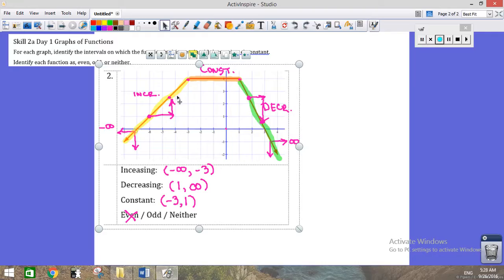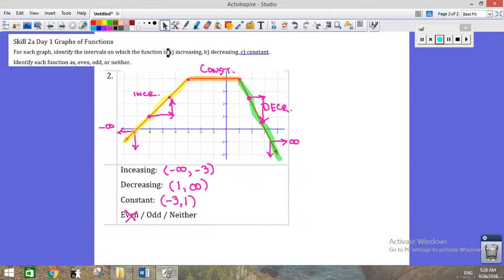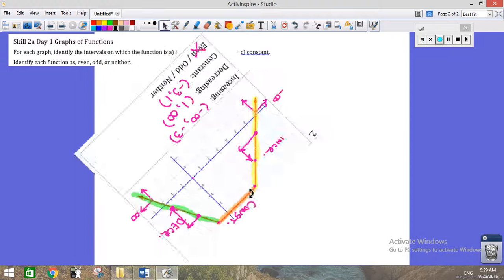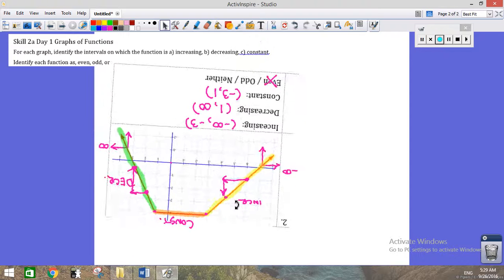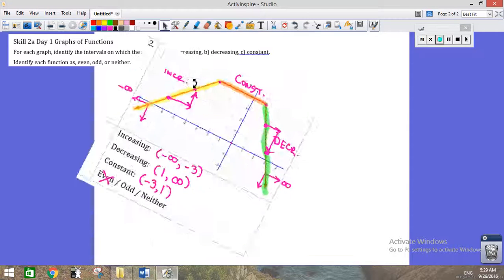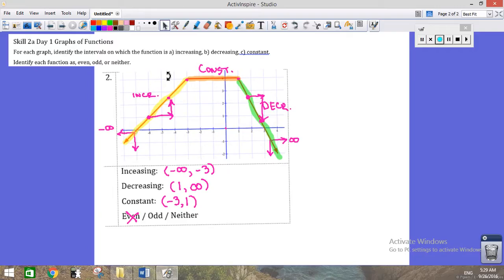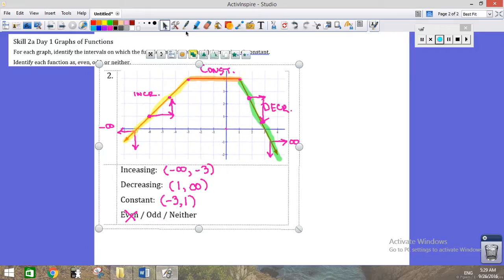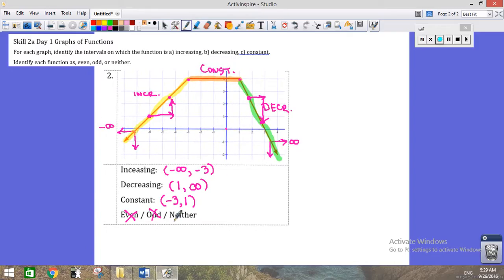Well, this isn't a parabola, but we can think of this as concave down. And if I rotate that 180 degrees, it's concave up. That's not the same picture. So hopefully it's very clear that this is not an odd function. So therefore it's neither.